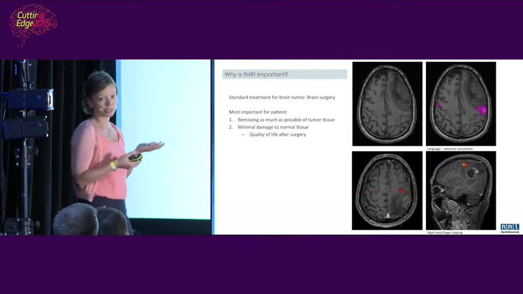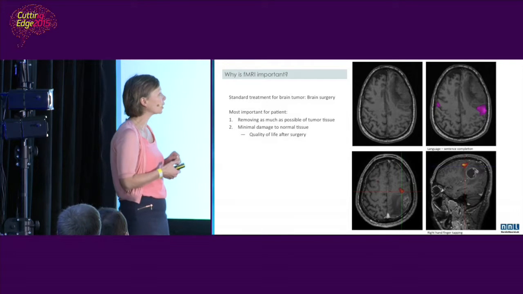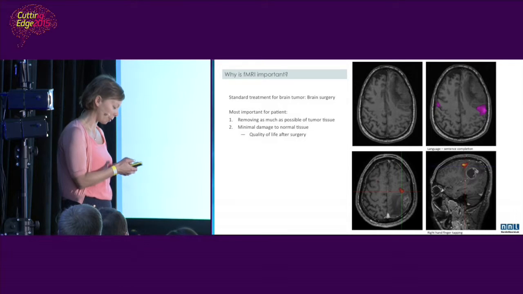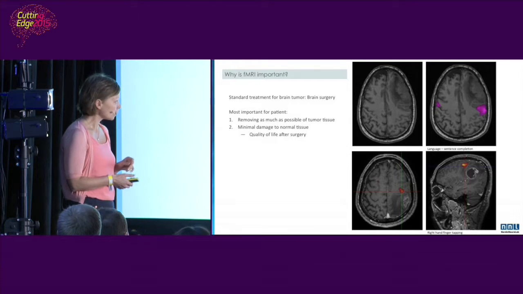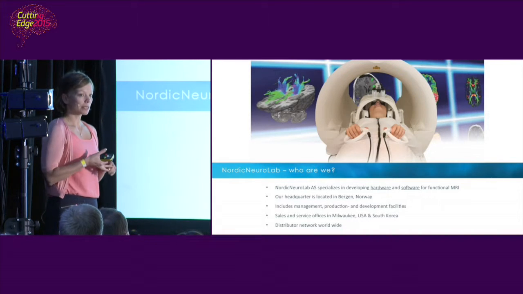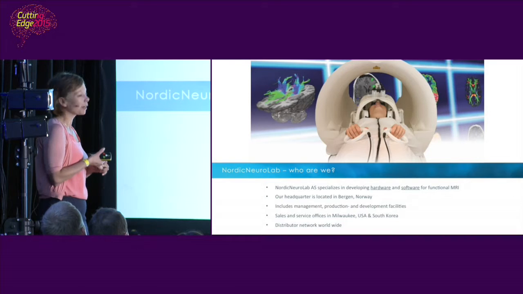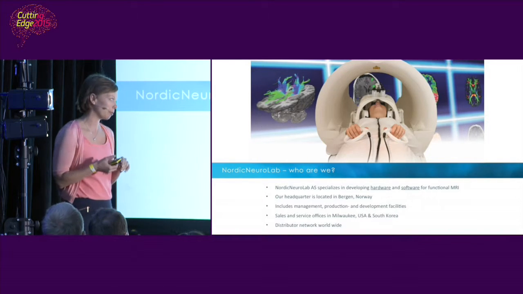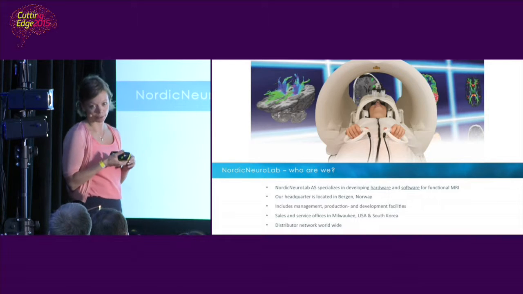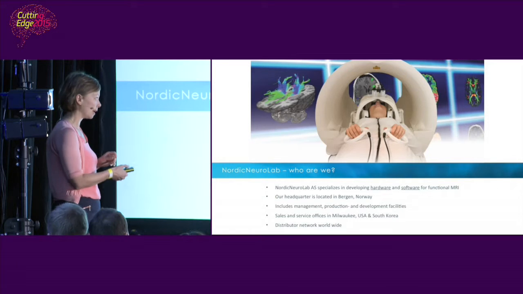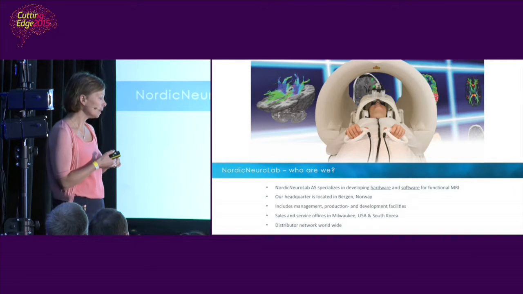And of course, our entire brain is important for us, but there are some functions in some regions that are more important than others. So those can be mapped using fMRI. That is the field that we work on. We specialize in developing hardware and software for performing these types of analysis and investigations.